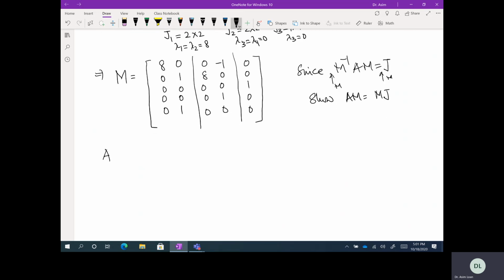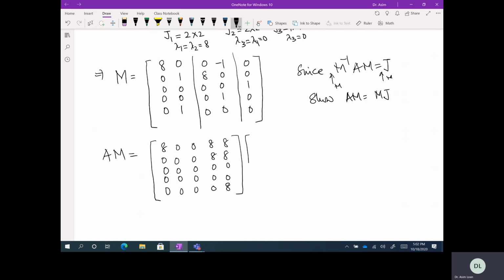So I would suggest that at home you show that A times M, where A is 8, 0, 0, 0, 0, then I have 0, 0, 8, 8, and I have 0, 0, 8, 8, and then I have a string of zeros, and I have another string of zeros except the last one.